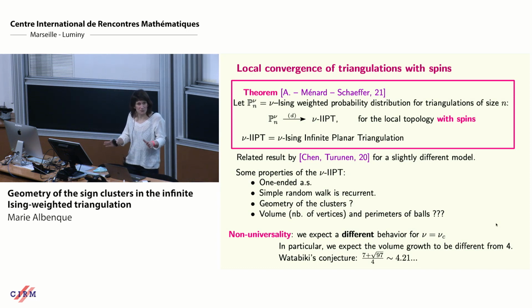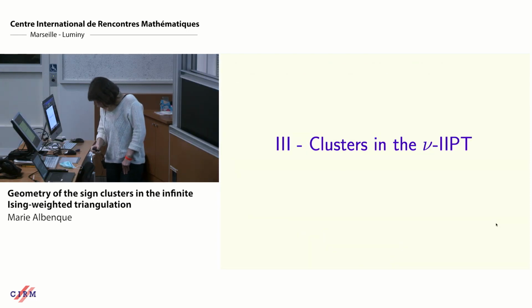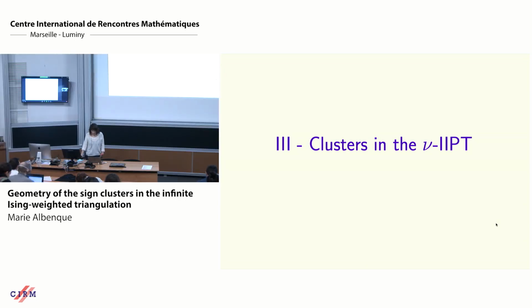I'm not going to prove anything related to this conjecture in this talk, but what I'm going to do is look at the geometry of it. So let me talk a little bit about that. Our idea is that we see, combinatorially at least, that something different happens at nu_c.